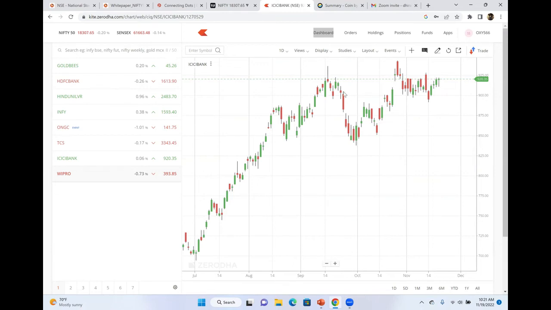For a red candle, it is reverse. After opening, it went down. So open will be above the closing. I hope it is clear to everyone. That's all there is in the candlestick. Are there any questions on that, or is it very clear to everyone?